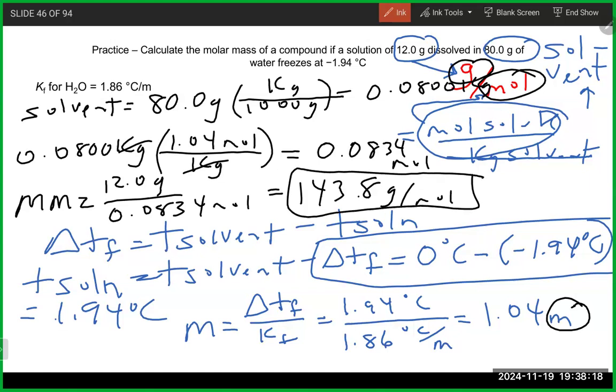So here we could use our freezing point information to figure out our molality, which will allow us to get to our moles and allow us to figure out something like our molar mass. Again, you want to be careful with numbers and negative signs and stuff like that, so that you end up in the right direction. Any questions on that particular one there? All right.